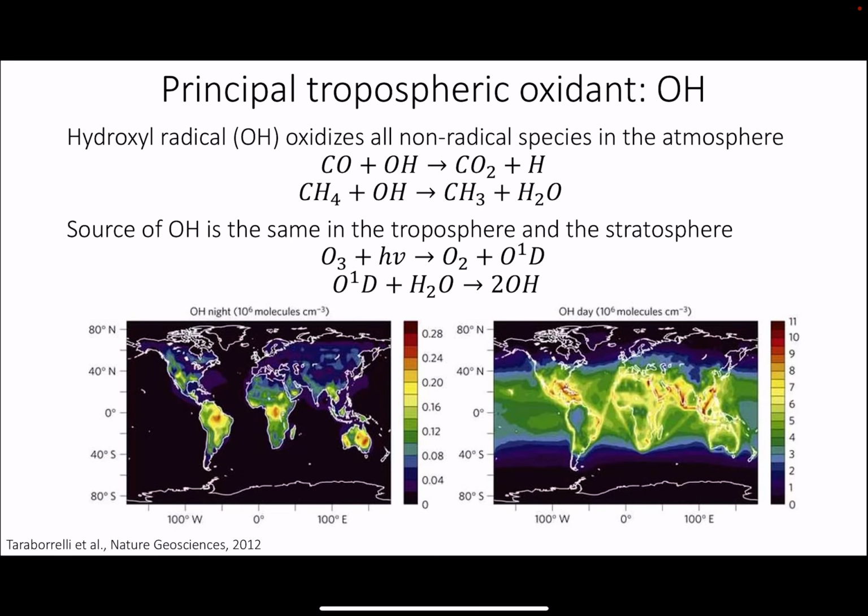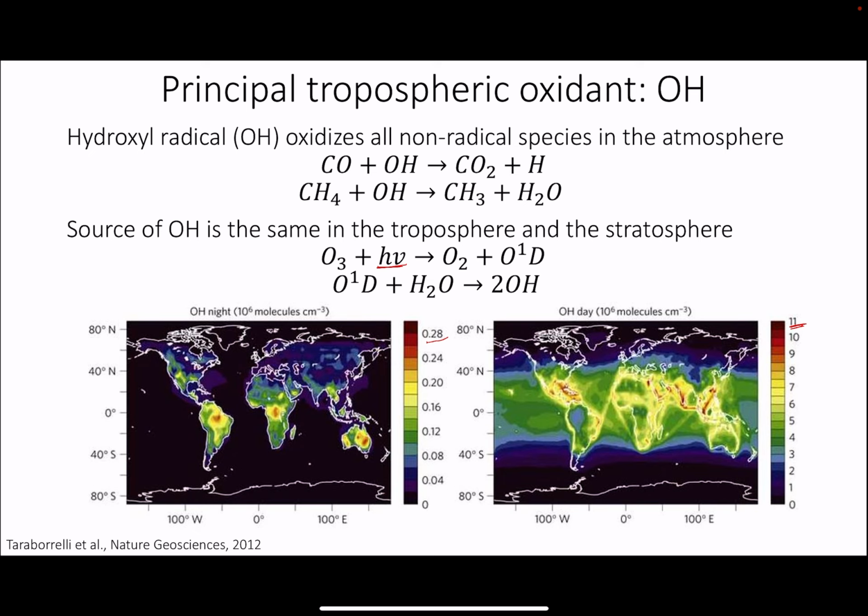So what does it look like when we look at concentrations of OH in the atmosphere? These maps are a combination of model and satellite images, and on the left you can see the OH concentration at night, and on the right is the OH concentration during the day. Because OH is formed from light, you can see the scale of the nighttime: the maximum, the darkest color here, is 0.28 times 10 to the 6 molecules per centimeter cubed. But during the day, it's much, much higher than that, which makes sense because you have to have the light to form it.